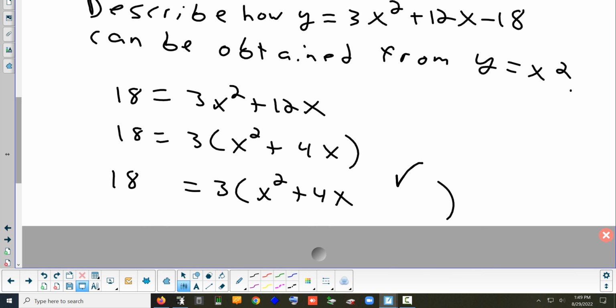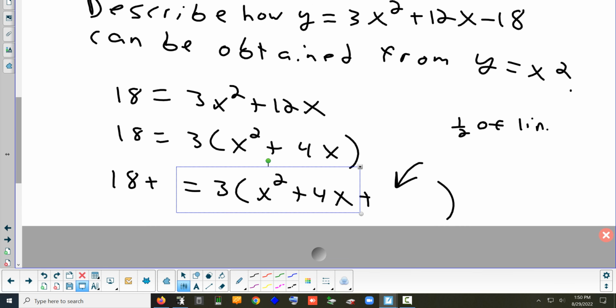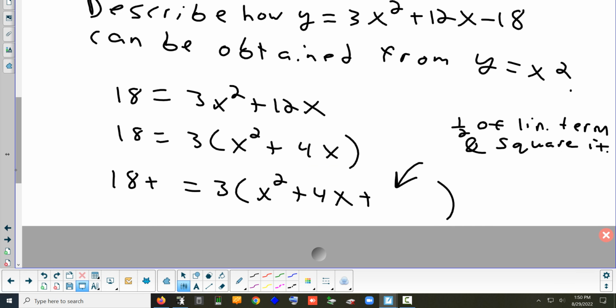To get this number that you're going to add on both sides, so we're going to add something on both sides, you take half of the linear term and square it. That's how you get the number that goes here. Take half of the linear term, so in this case the linear term is 4x. If you take half of 4, you get how much? And what if you square it?